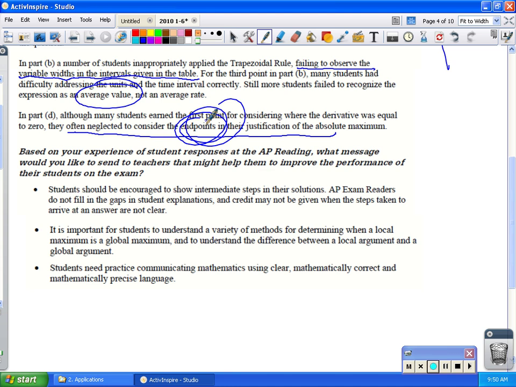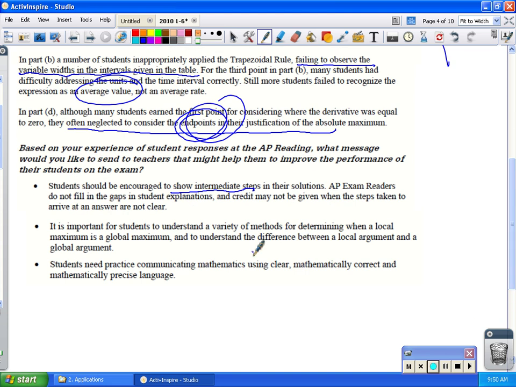So what advice do they give to students? Based on your experience of student responses at the AP reading, what message would you like to send? Students should be encouraged to show intermediate steps. AP readers do not fill in the gaps in student explanations. The second bullet: it is important for students to understand a variety of methods when finding local maxes and mins. And lastly, students need practice communicating mathematics using clear, correct mathematical language. In other words, they're just trying to say here, show you know.